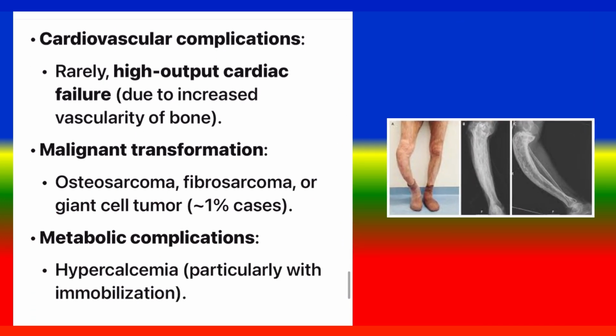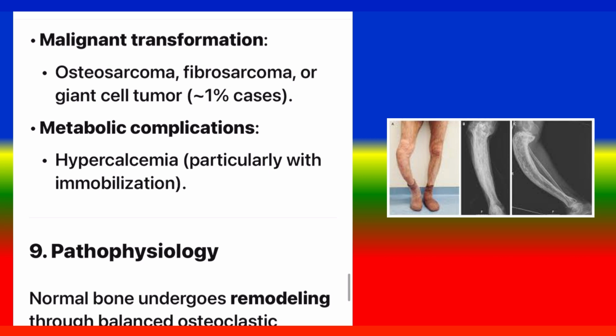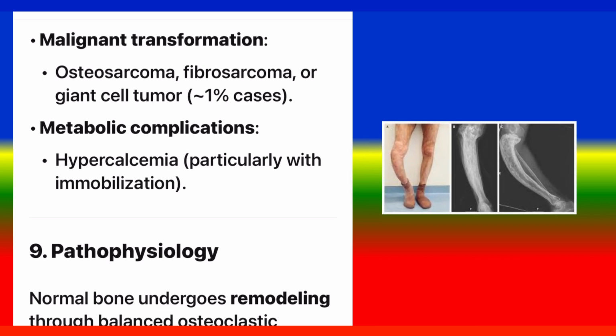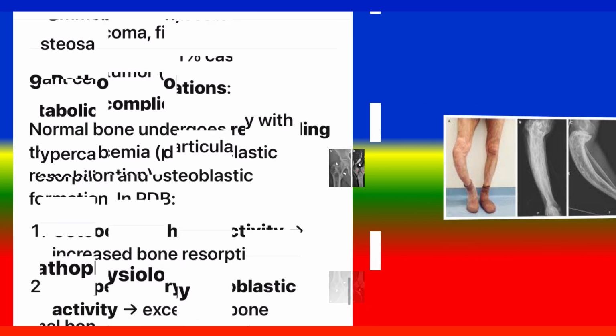Cardiovascular complications: rarely high-output cardiac failure due to increased vascularity of bone. Malignant transformation: osteosarcoma, fibrosarcoma, or giant cell tumor, in 1% of cases. Metabolic complications: hypercalcemia, particularly with immobilization.